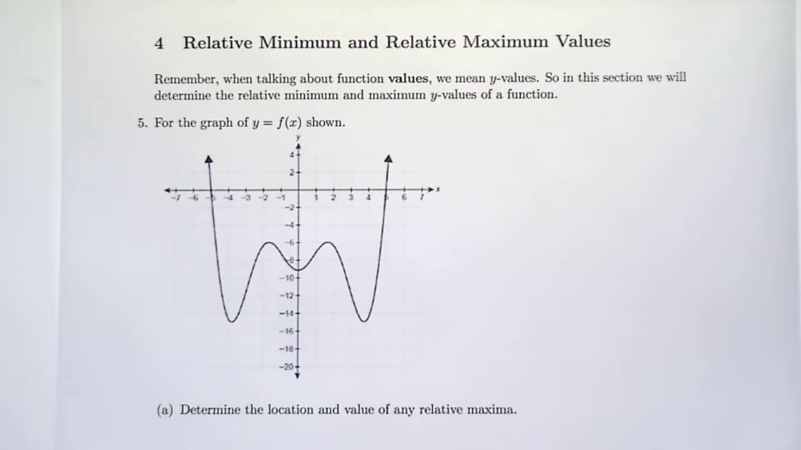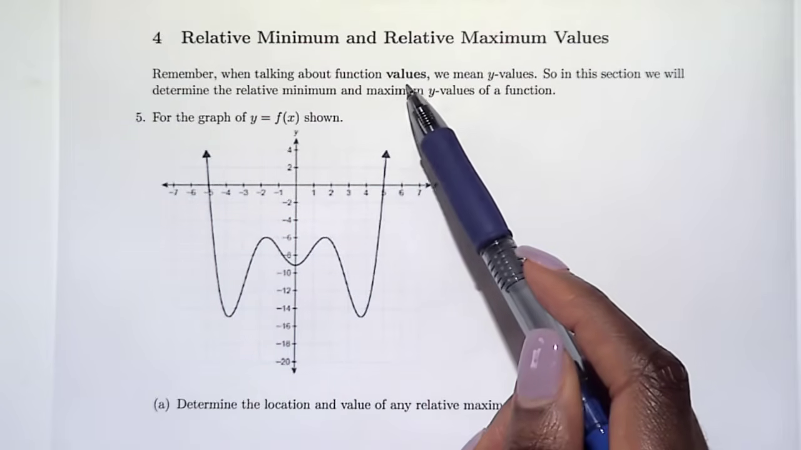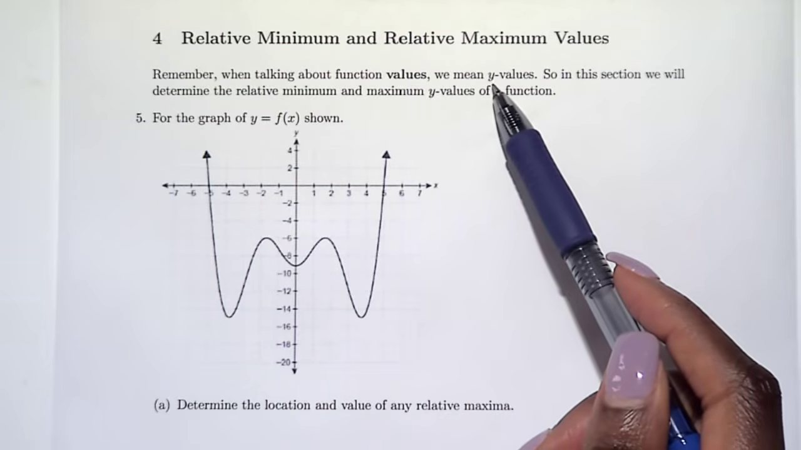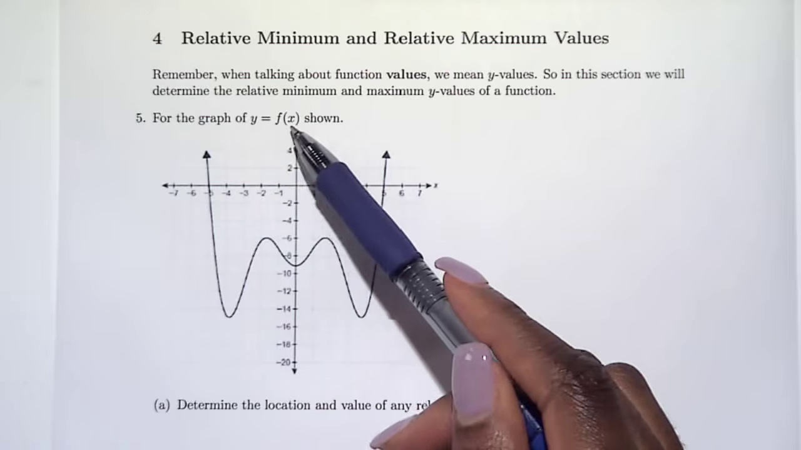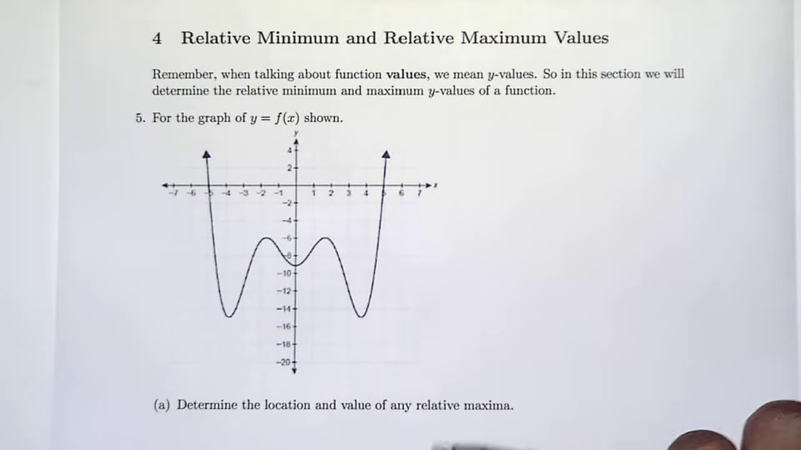Okay, so now let's talk about relative minimum and maximum value. Whenever you see the word value, we mean function value. And remember, we just discussed that when we talk about function values, we mean y values. Y equals f of x. Y is the function value. All right, so in this section, we're going to talk about the relative minimum and maximum values of our function.